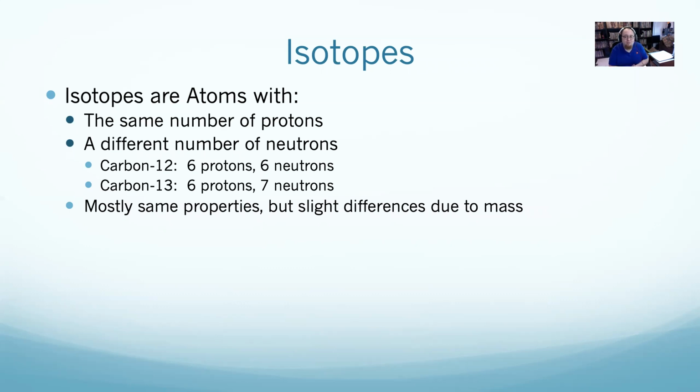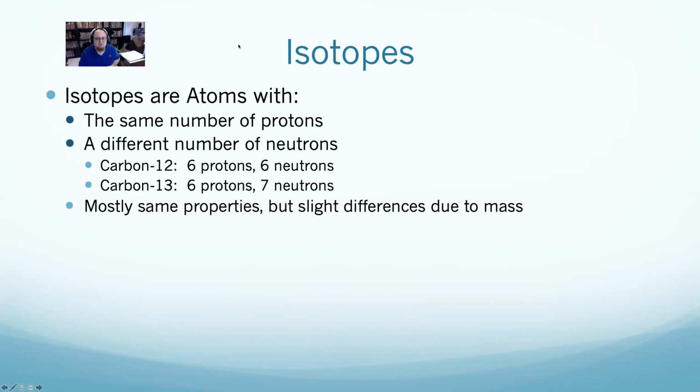They're both carbon because they both have 6 protons, but they have ever so slightly different properties. There's also carbon-14, which is 6 protons and 8 neutrons. That's still carbon, but the number of neutrons can make slight changes. Carbon-12 and carbon-13 are called isotopes of each other. The reason they're slightly different is because they have different masses.